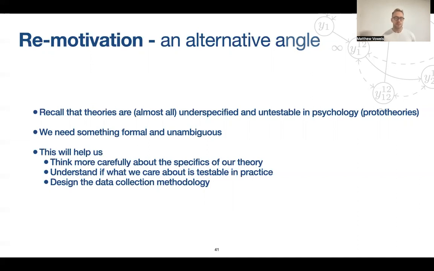So we need something formal, some kind of process to take our proto-theory from something that is more descriptive, potentially still very rich and full of information, to something that's unambiguous and well formalized. And this is going to help us to think more carefully about the specifics of our theory, because now, rather than just describing lots of rich nuances or subtleties or even the broad strokes of the theory, we actually have to tie it down into something that's unambiguous and mathematical.